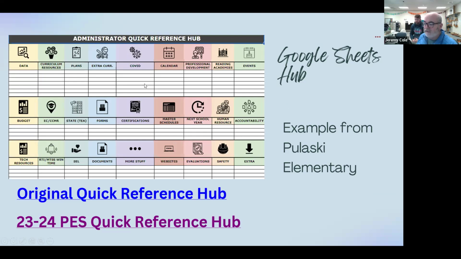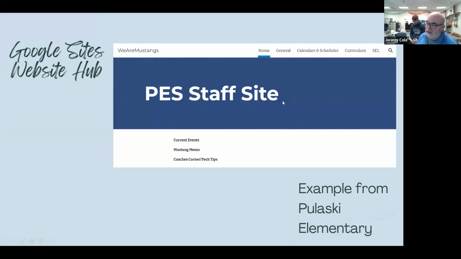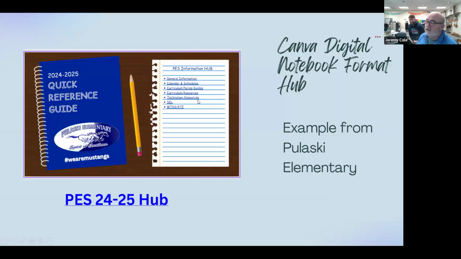But like I said, my wife chose the Google Sheets. I tried to talk her into a couple other things. So we worked on a Google site for her. She liked it. Not as much as the sheet because it was all on one page. We also worked on a digital notebook for her. And so this looks a little different. I'll show you this also.